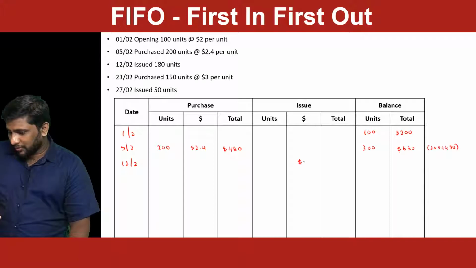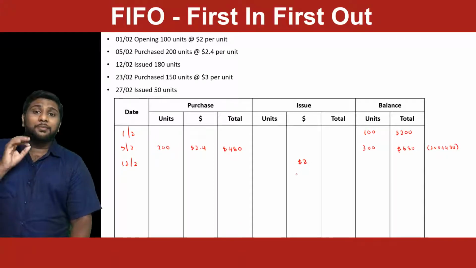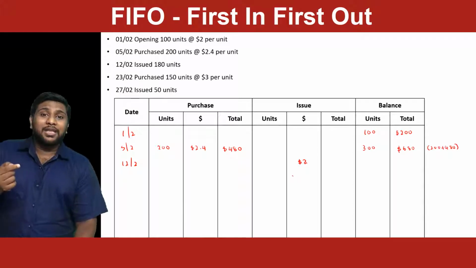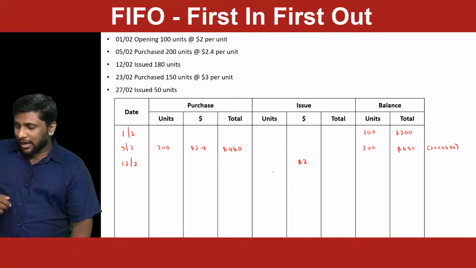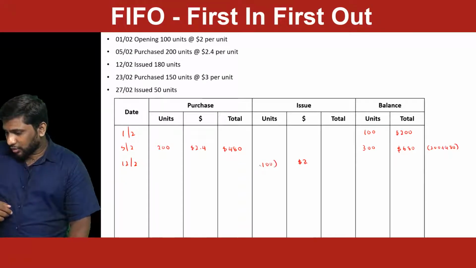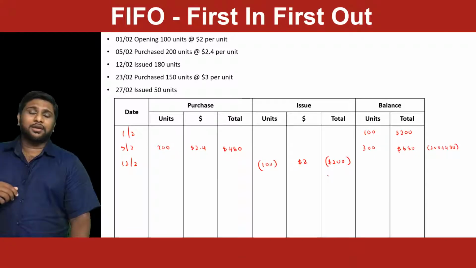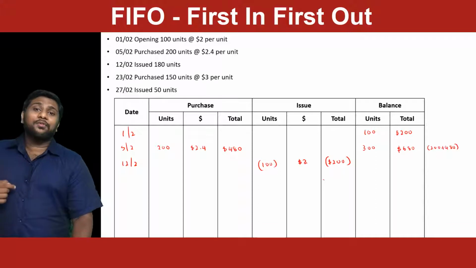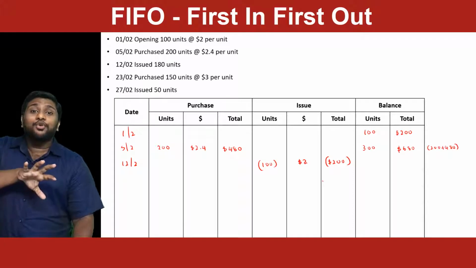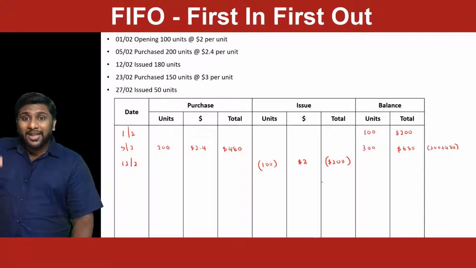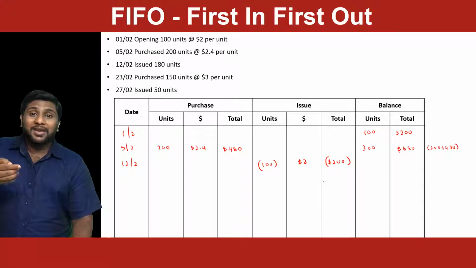So first issuance should be made from $2 worth materials, but the problem is you have to issue 180 units, but $2 worth materials, only how many units are there? Only 100 units are there. So we'll issue that 100 units first. 100 units, $2 worth material. So whatever the 100 units that you are issuing, the value is how much? $200. Then the remaining 80 units you have to issue from what? You have to issue from the $2.4 worth materials. Why is that? $2 worth materials are over now. So next what you purchased is $2.4 worth materials. So from that only you have to issue the remaining 80 units.